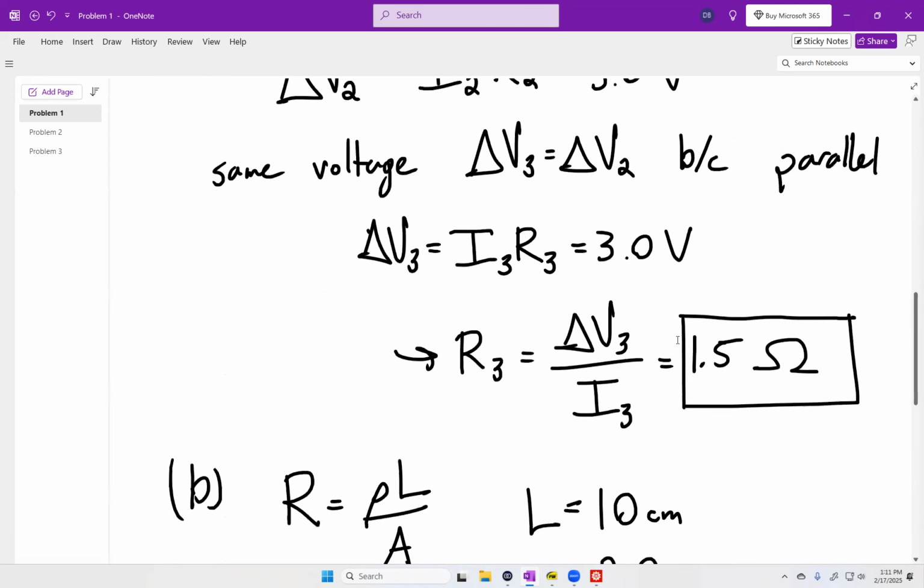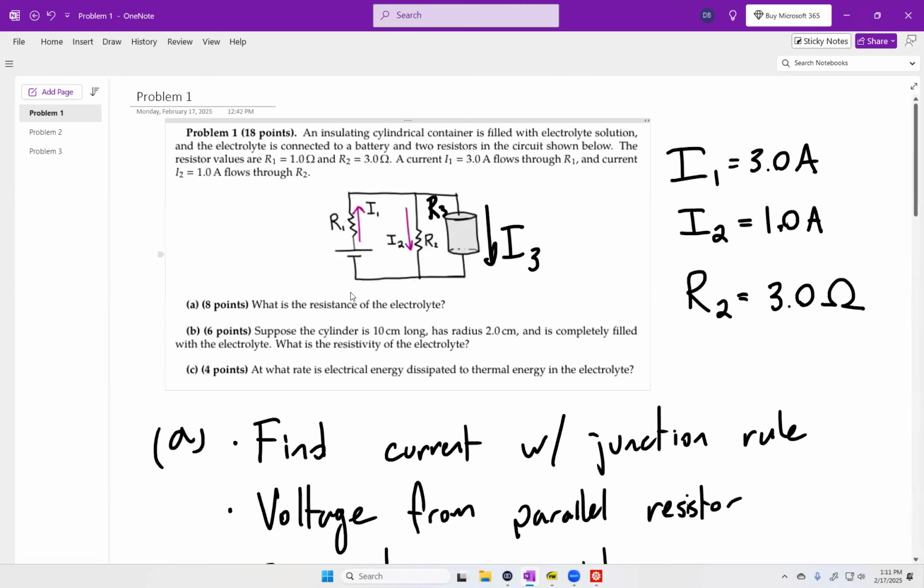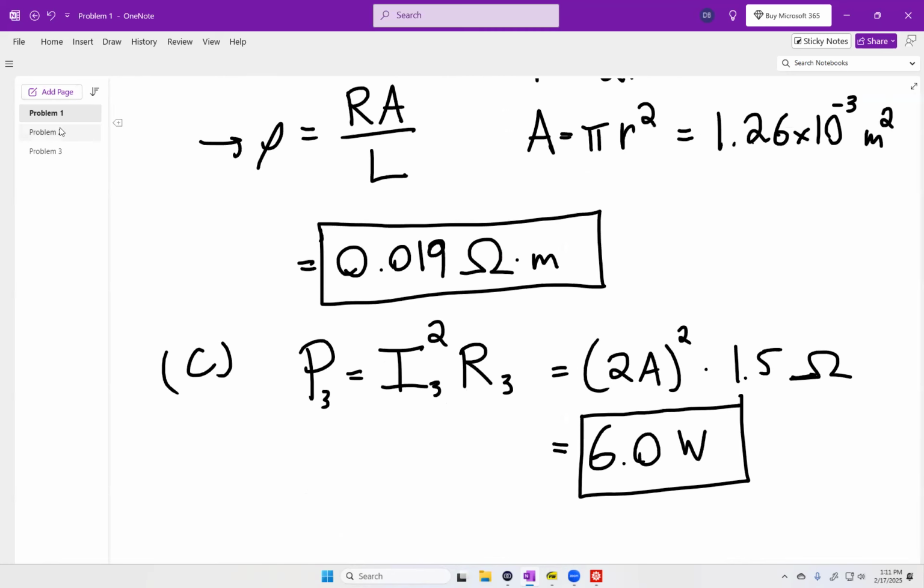So I think maybe the only tricky part about this is realizing that we're not given the EMF of the battery, right? But we still have enough information in this circuit because we can use the junction rule and we can use the fact that these two resistors are in parallel to get everything we need to know about the electrolyte resistor. Okay, moving on then.